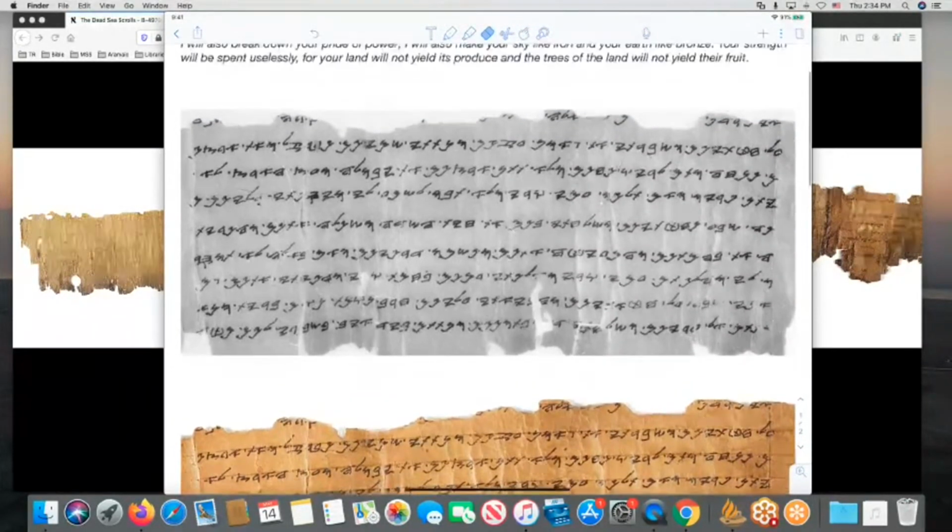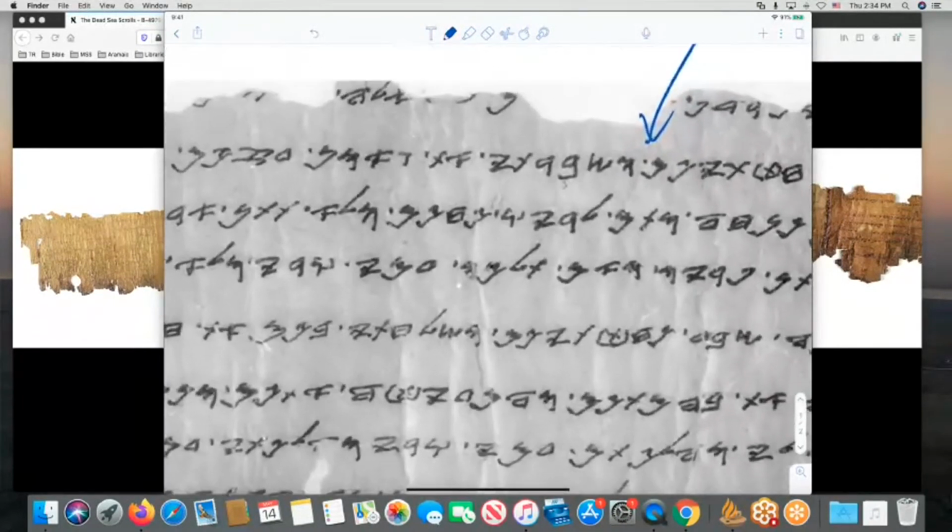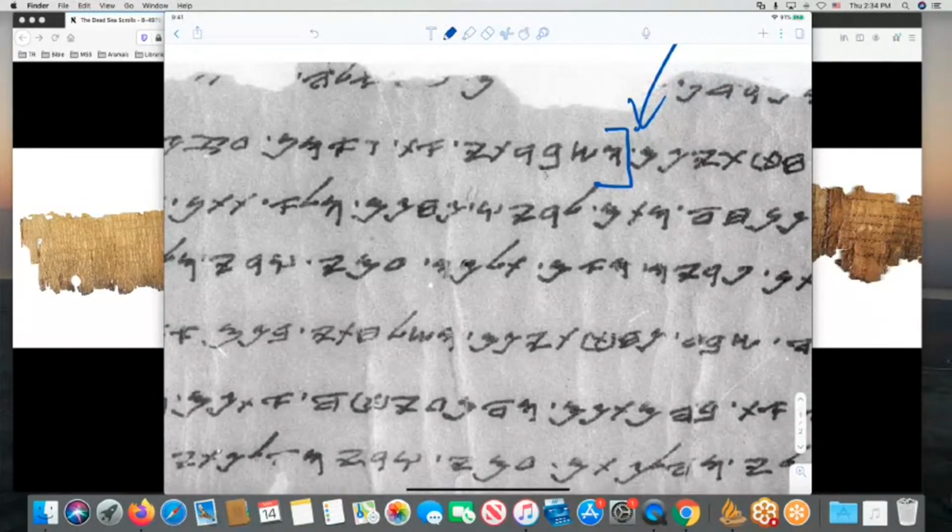The actual verse that we'll look at here is this passage from Leviticus 26, beginning with verse 19. So verses 19 and 20. And where we'll see that begin is right here. I'll zoom in. We're going to start here, and we're going to read that way.